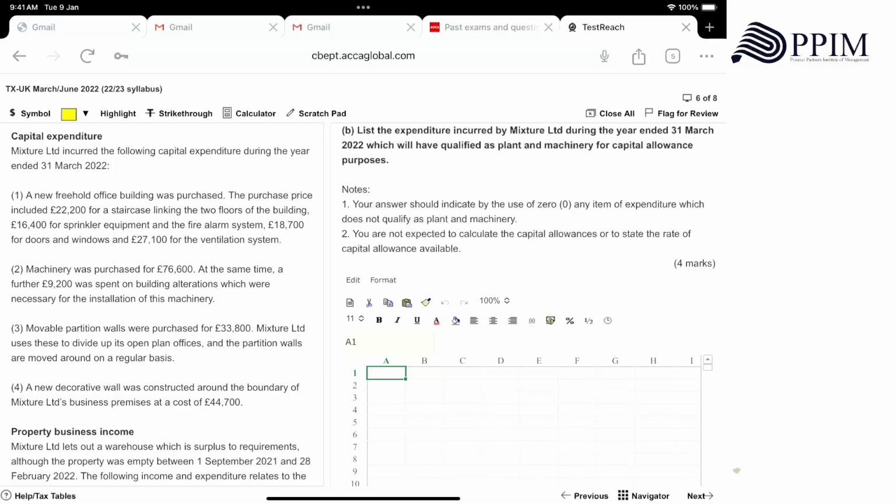Your answer should indicate 0. If there is something with no value, you have to put 0. For example, if it doesn't qualify, then put 0. Yes, everyone quickly try.